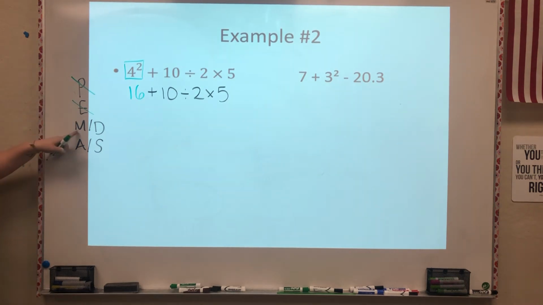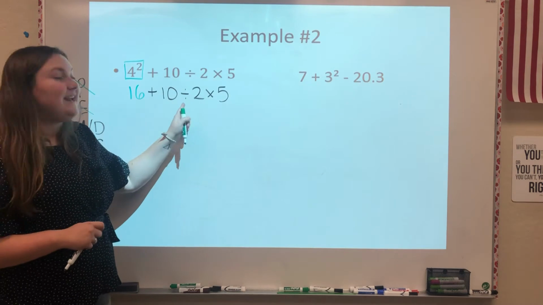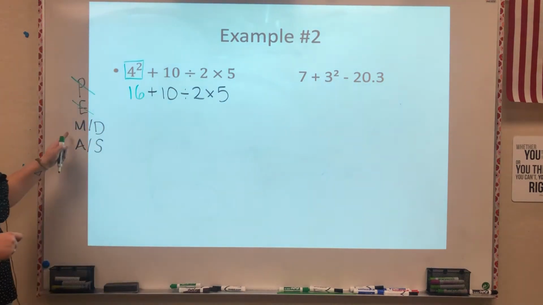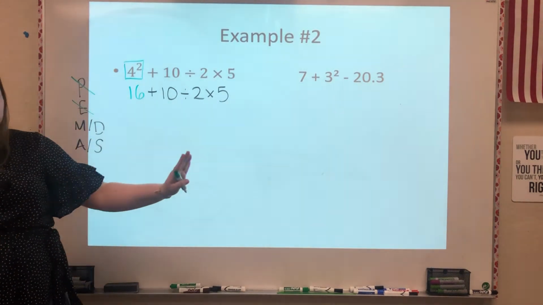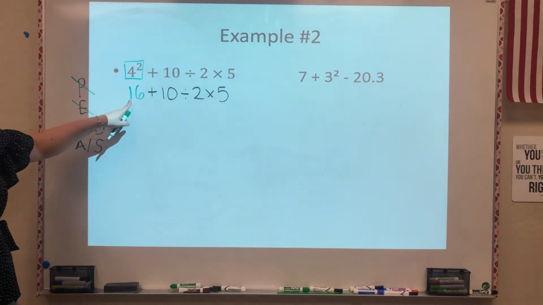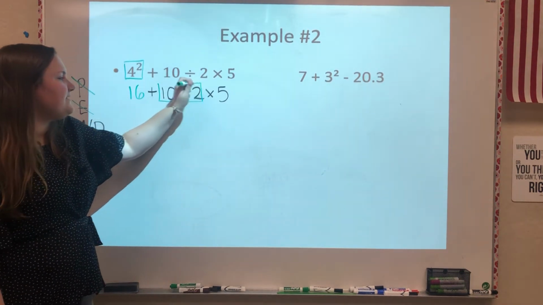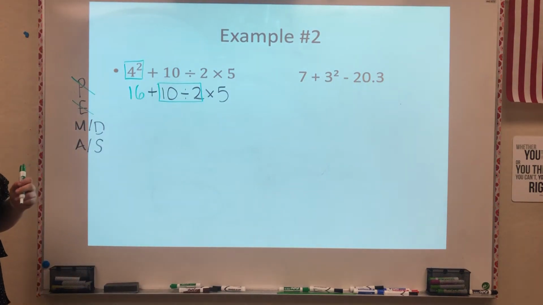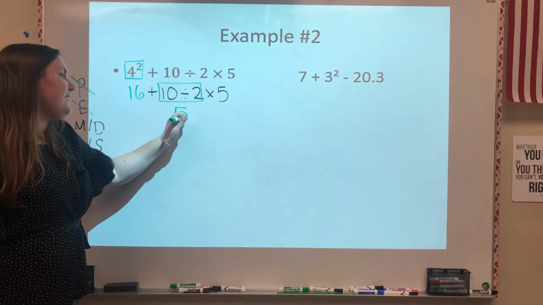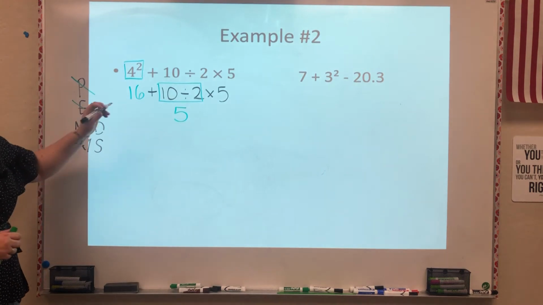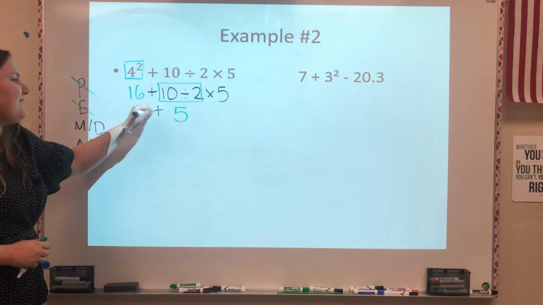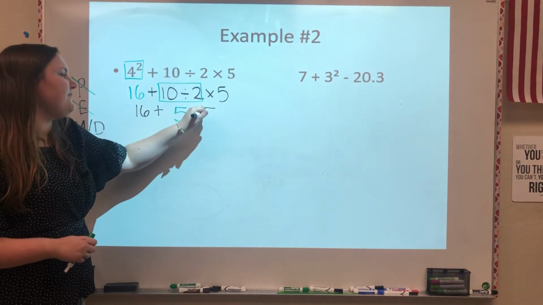Next is multiplication and division. What should I do in this step? Well, I've got both multiplication and division, but remember, if you have both, you want to go from left to right. So which one comes first? The division does. So that is going to be where I start. I'm going to say 10 divided by 2 gives me 5. I've done one thing, so I'm going to go ahead and just copy everything else down for myself.